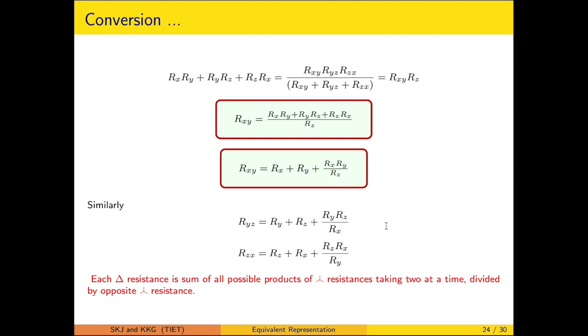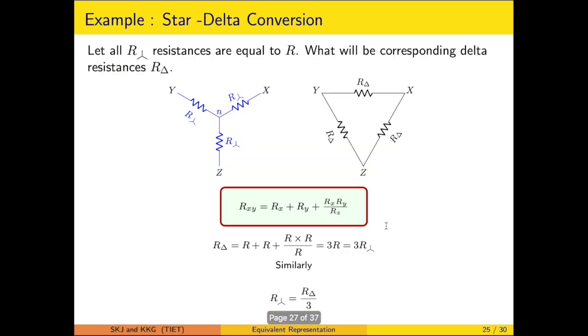So this is how we have to have it, and sometimes it is not possible to simplify the network by only series parallel combinations. We may require this star delta transformation as well. So this is also to simplify the circuits. Now take this particular one as an example.